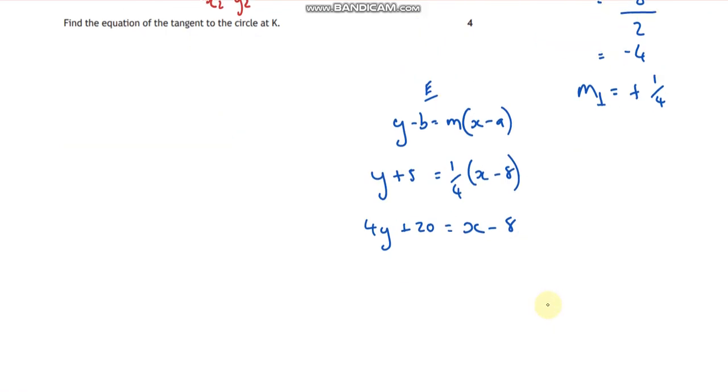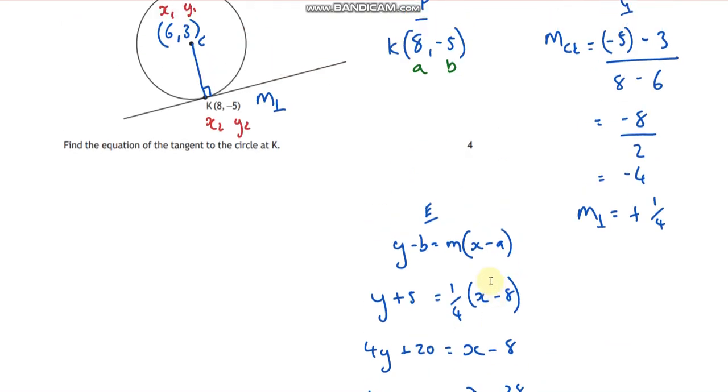And then I would take away the 20, so 4y is equal to x, take away 28, and then I'll just divide through by 4 at the end, because I quite like having it in the form y equals mx plus c, that is just me, y equals a quarter x take away 7. So gradient, and don't forget that's your intercept, so intercept 0, negative 7.